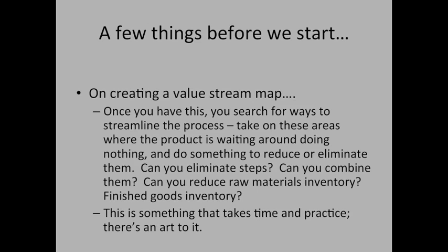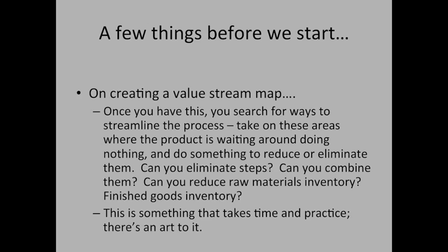So once you have your value stream map, it's time to search for ways to streamline the process, to take on those areas where the product is waiting around doing nothing. So can you eliminate steps? Can you combine them? Can you reduce raw materials inventory by having raw materials orders come in more frequently? Can you reduce the finished goods inventory by sending more frequent shipments to the customer? This is something that takes some time and practice.